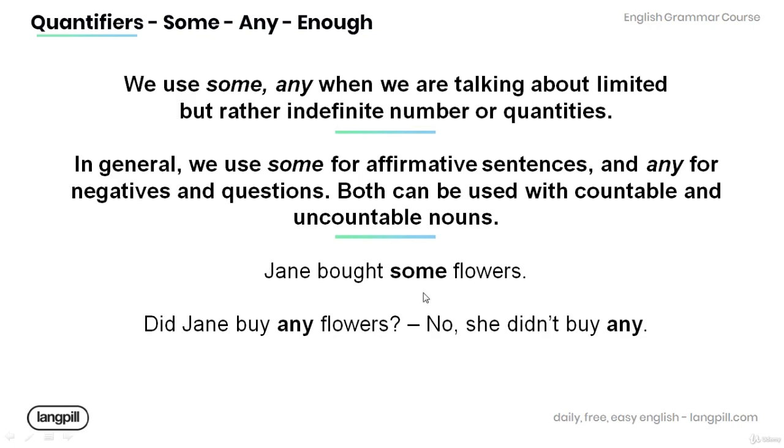Jane bought some flowers. Note that we use some in an affirmative sentence. And in this sentence, did Jane buy any flowers? No, she didn't buy any. First sentence is a question. And the second, negative.